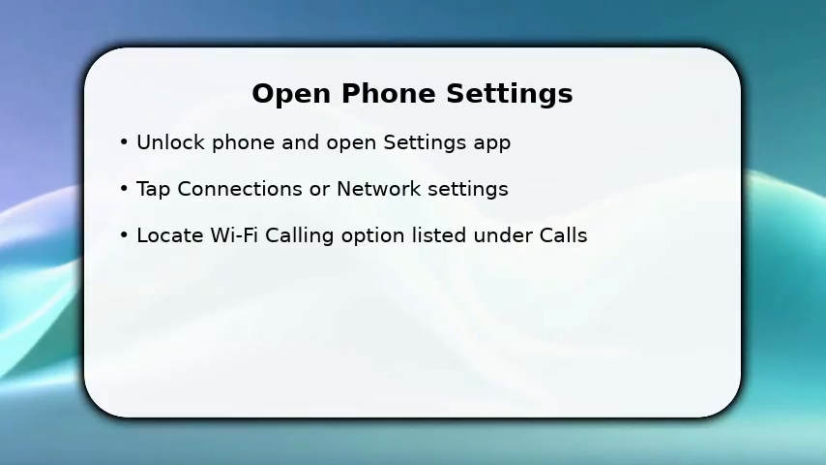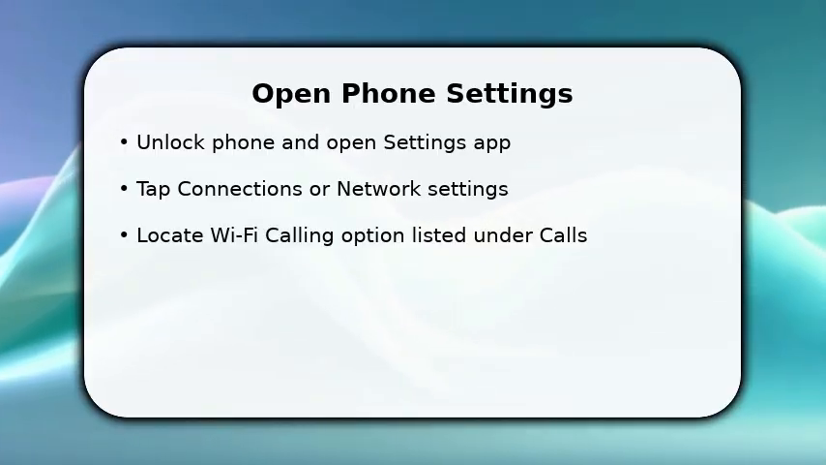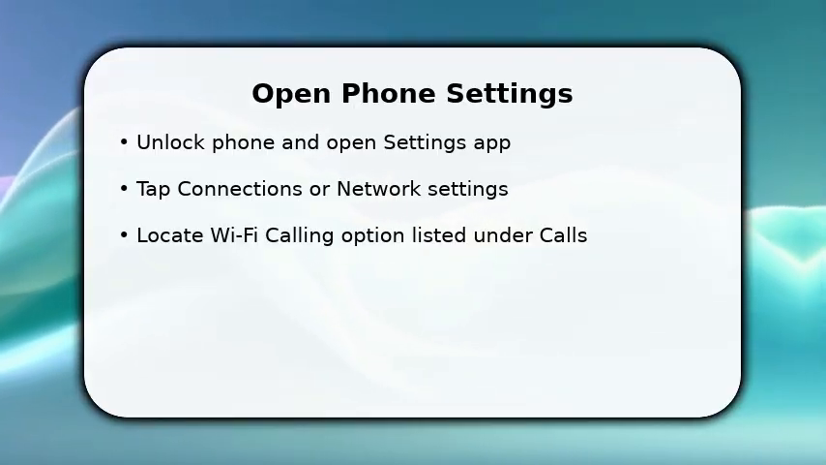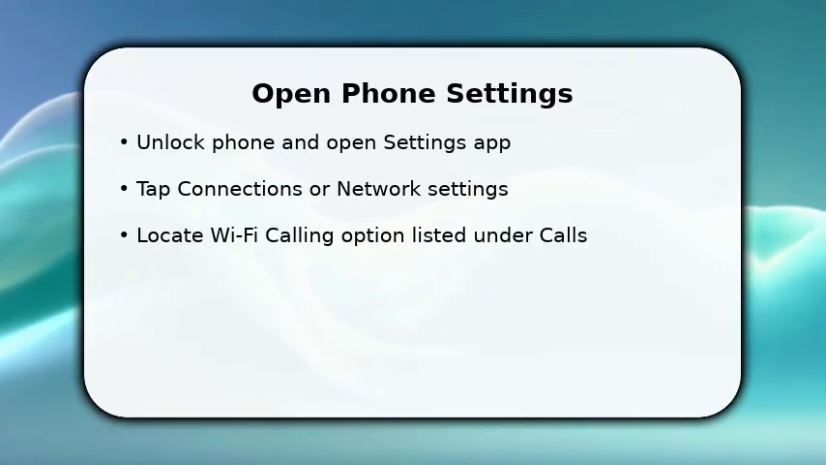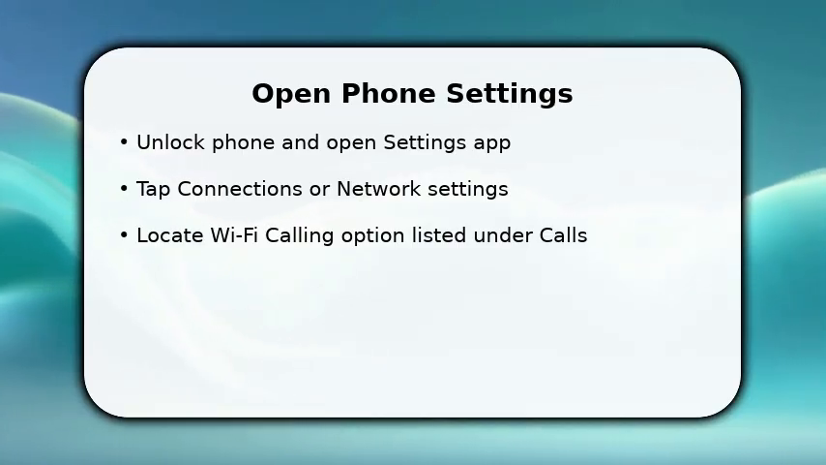You're starting right away. Unlock the phone and open settings. Tap connections or network settings because Samsung groups call features there. Once you see Wi-Fi calling, don't jump, tap it to view options. Make sure airplane mode is off and Wi-Fi is connected so the setting appears correctly.